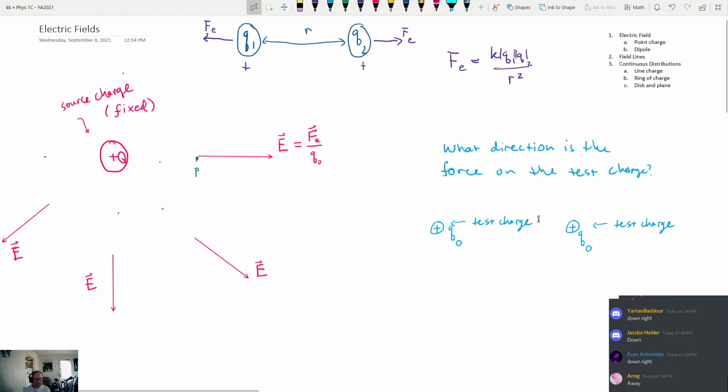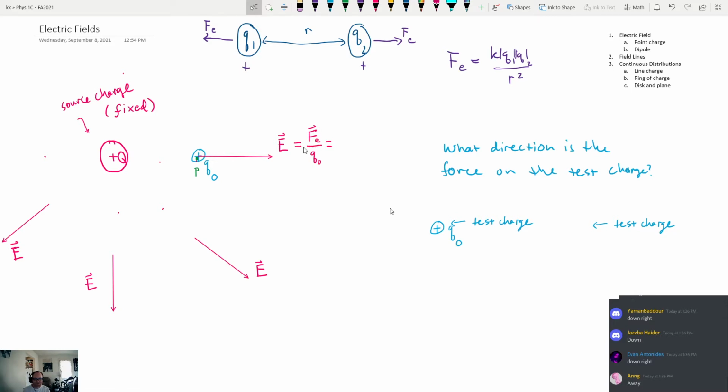So let's go back to our first position here. Let's put our charge at this location. And I'm telling you that the size of the electric field at point P is equal to the size of the electric force divided by the test charge. The test charge, after all, is our test thing. It's the thing we're measuring this with. So what is this equal to then?